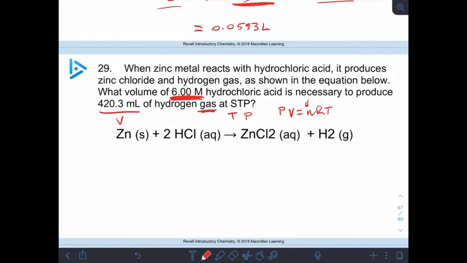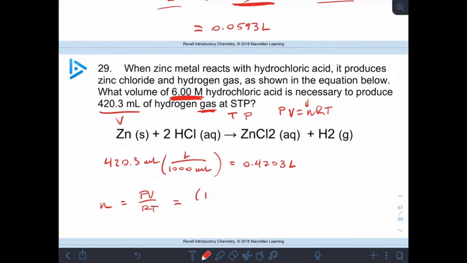So we need our milliliters in liters for our gas problem, because the units of R are in liters. Right? And then the rest we have 1 atmosphere and 273 Kelvin. That's STP. Okay, so let's go ahead and rearrange PV equals nRT and solve for n. So the number of moles equals PV over RT.